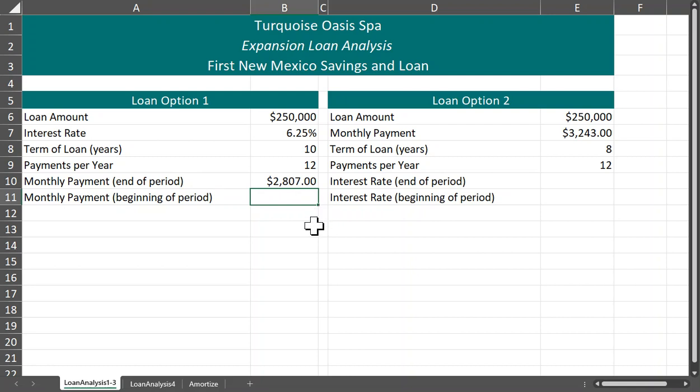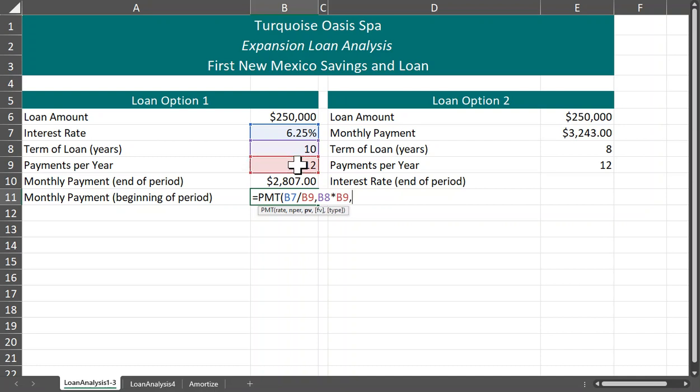So now we'll do the same thing. I didn't make anything absolute, so I'll have to recreate it from scratch. Good experience. So we'll type in equal PMT. So we have the rate, which is B7 divided by the number of payments per year, B9. This is where a lot of folks mess up. They just put in 6.25 or the interest rate, and that is considered monthly. The number of payments will be the term of the loan, how many years it's going to be. That'll be B8 times the number of payments per year, which will be 12. Now these have to be the same.